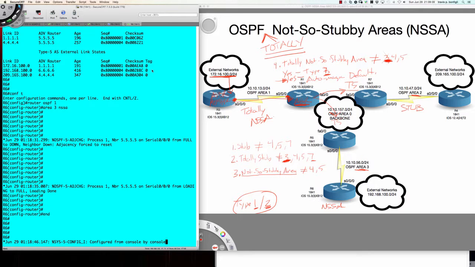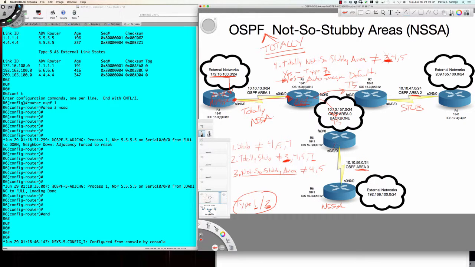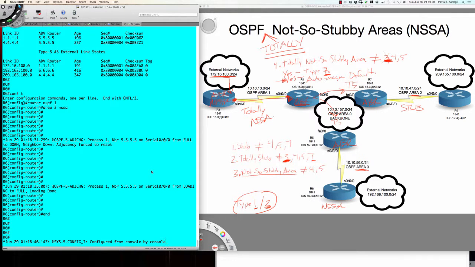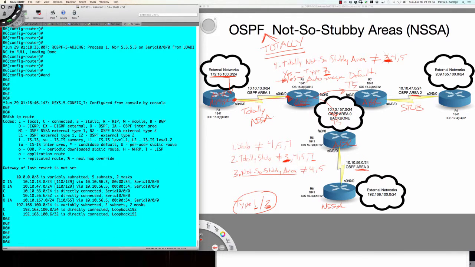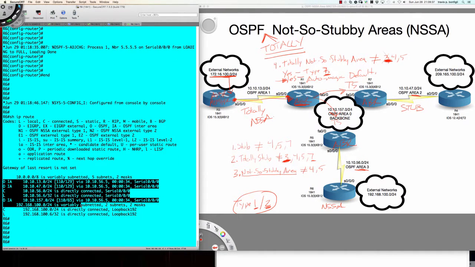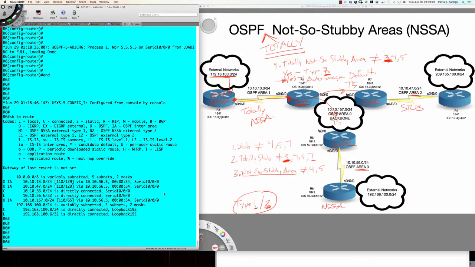We should see type 3s, but we're not going to see type 4s, and we're definitely not going to see type 5s. And what else are we not automatically going to receive from our ABR, router 5? And let me go ahead and mark this up here. So this is my ABR on router 5. So what are we also not going to see? And that would be a default route, right? So let's type show IP route, and what do we have here? We see our type 3s, but again, no type 4s, no type 5s, and no default route.